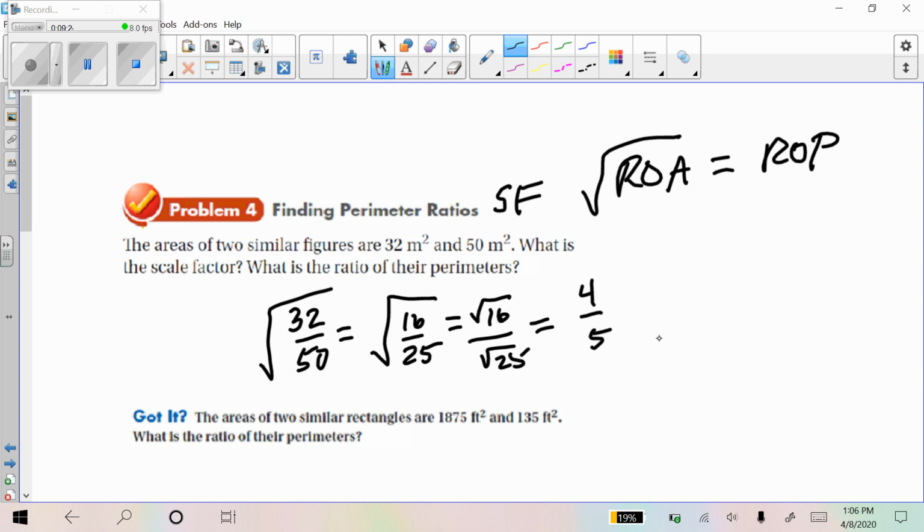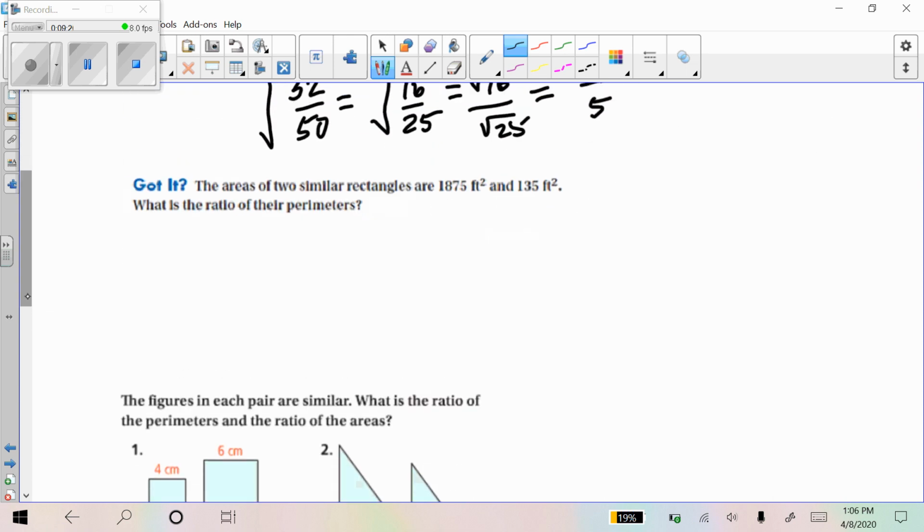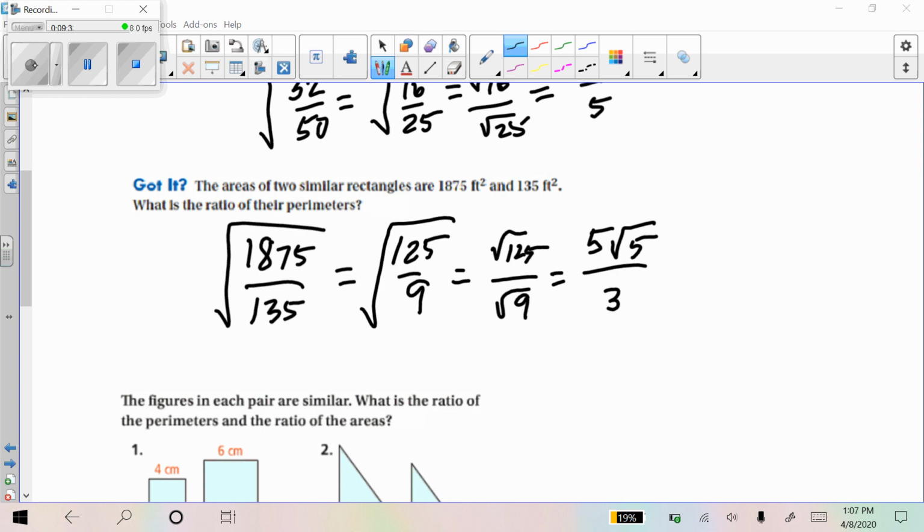All right, see if you can get that. Try to leave your answer in simplest radical form if it doesn't work out perfect. All right, here's your answer on that one.